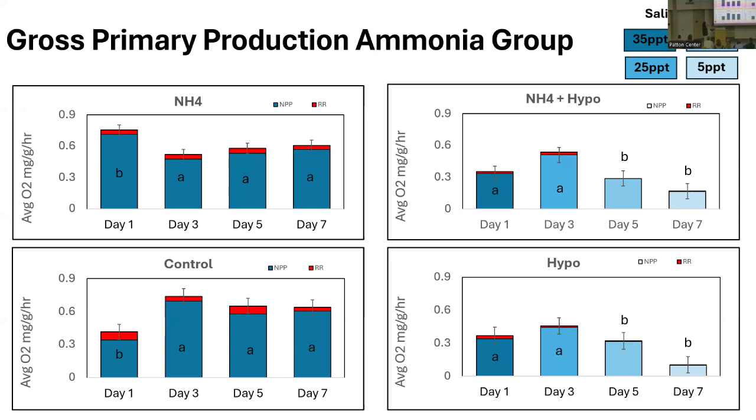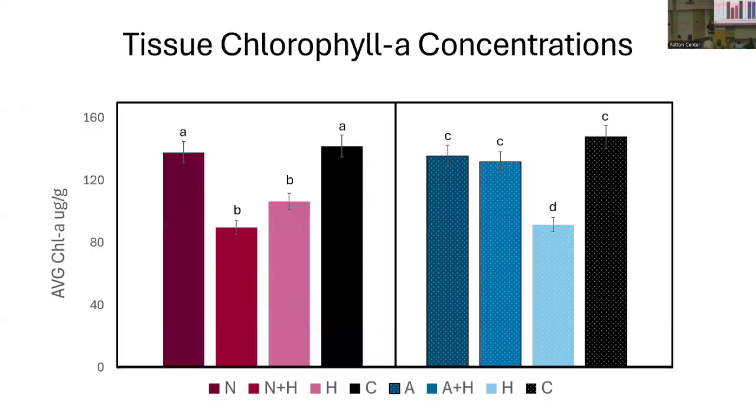Here in the control, it actually increased from day 1 to day 3 significantly, but then maintained consistent over the rest of the experiment. The ammonia group decreased significantly from day 1 to day 3, but again, leveled off as the experiment progressed. So why might there be a significant decrease in photosynthesis?